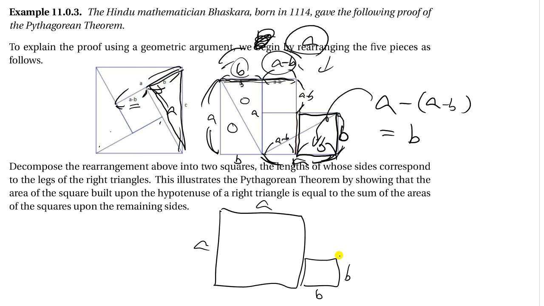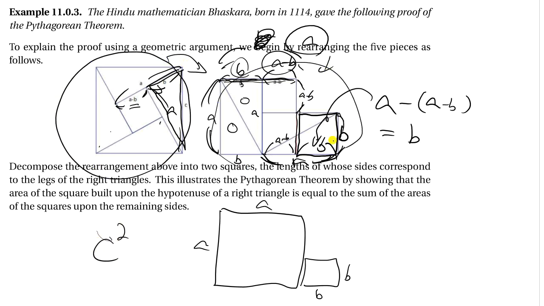But there's nothing added or deleted, right? When you rearrange these pieces to the right-hand side, right? So this one is just C squared, and the rearranged ones have A squared plus B squared, and they should be the same area.